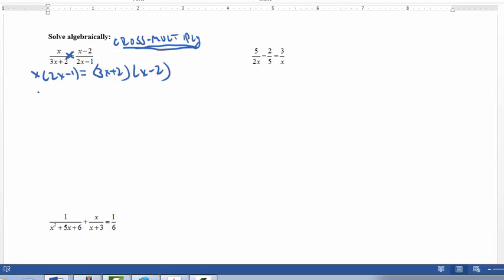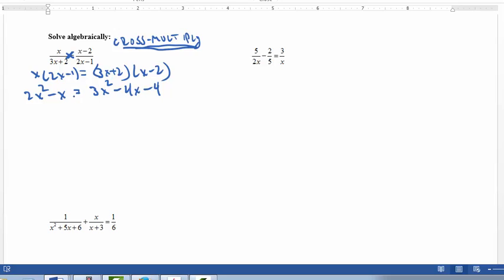And now just multiply out on each side. So you got 2x squared minus x over here, and then 3x squared minus 6x plus 2x is minus 4x minus 4 over here.